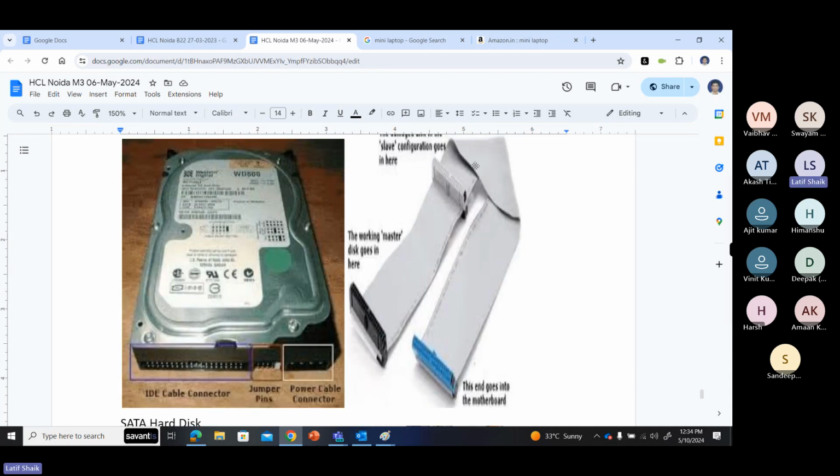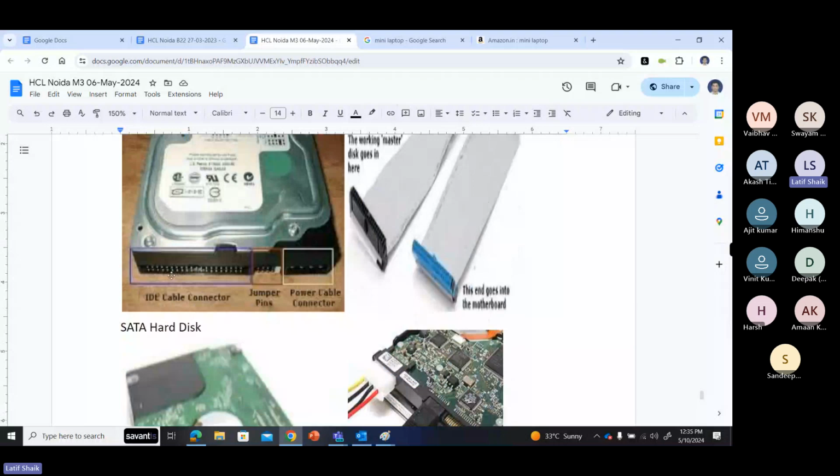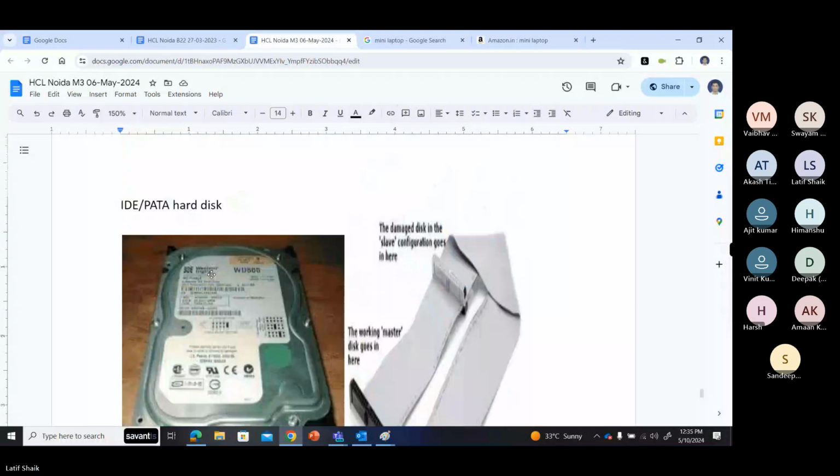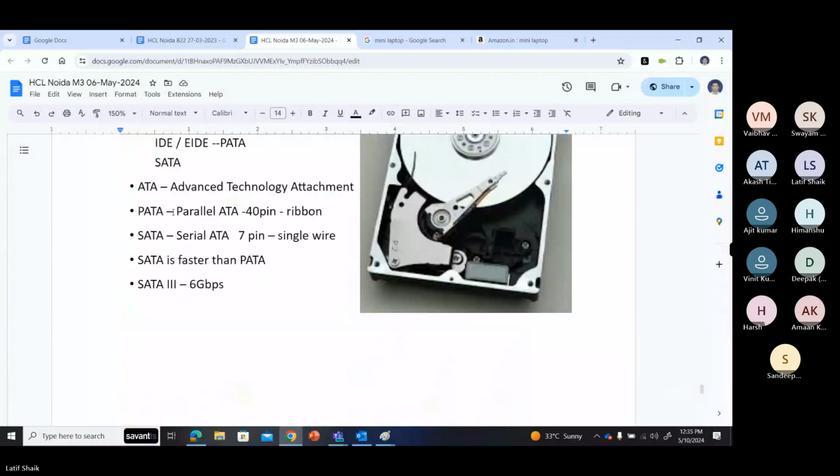If you see this cable, this is the ribbon cable. One side of the cable goes to the motherboard, and it has two other connectors for connecting two hard disks, or one hard disk and one CD-ROM, or two CD-ROMs. We can connect them depending upon the interface. This is a data cable connector, and this is where the data interface connection happens. This is the IDE, or PATA, type.